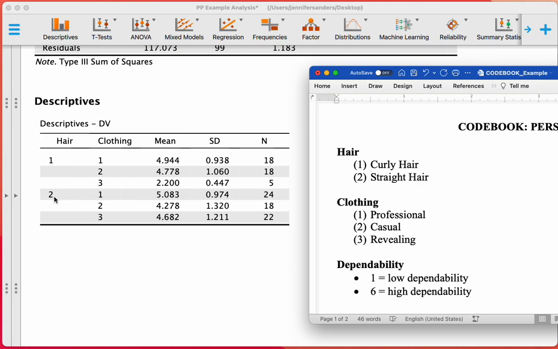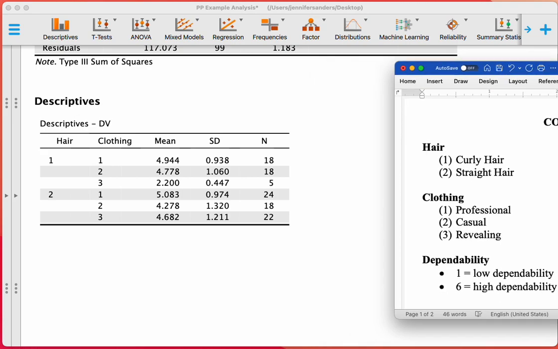If they had straight hair and were wearing revealing clothing, they had an average dependability rating of 4.68. So that tells me that revealing clothing isn't really important when we're considering the dependability of a candidate. Surprisingly, more importantly, it's all about the hairstyle. So the curly hair is really driving this effect to lower ratings of dependability.